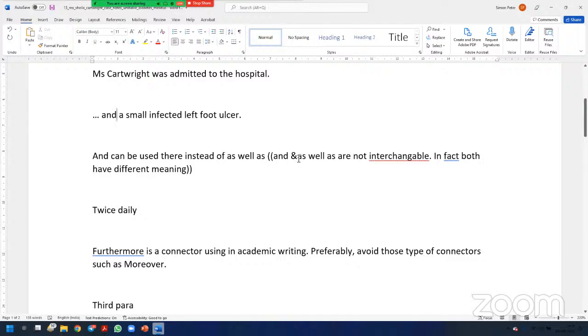Sometimes instead of and, some people use as well as, but that is not always suitable. You cannot do everything like that. Both have different meaning. As well as means in addition to.